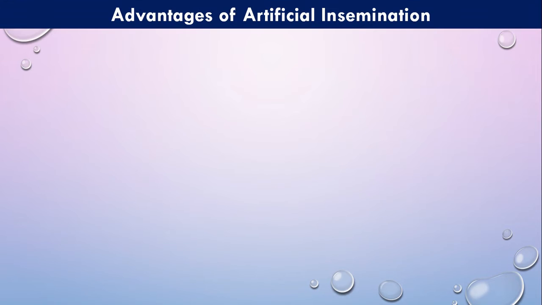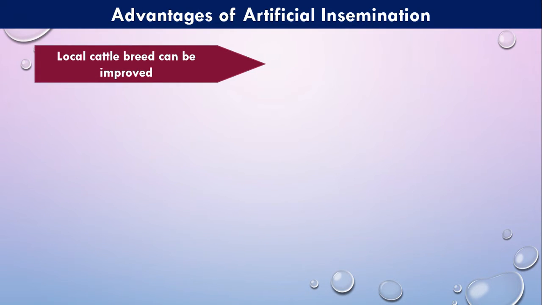So what are the advantages of artificial insemination? First one is that the local cattle breed can be improved. That means in terms of meat, milk and draft power production, the local cow will be improved by this process.